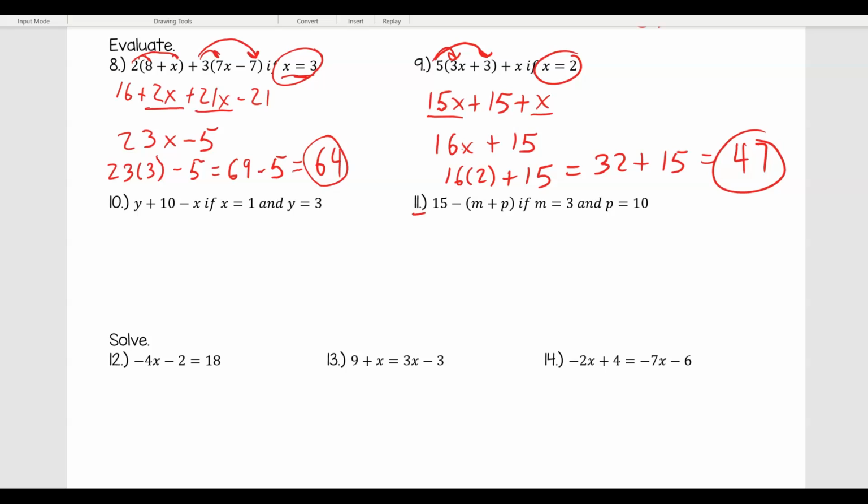Let me work through this one, and I'll have you do number 10. You can try number 10 on your own. This one I feel like is a little bit trickier. I want to be careful with this.